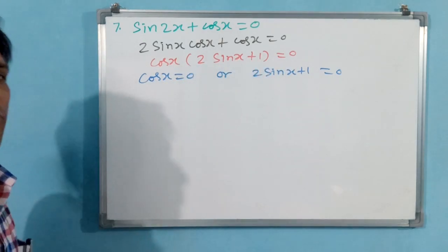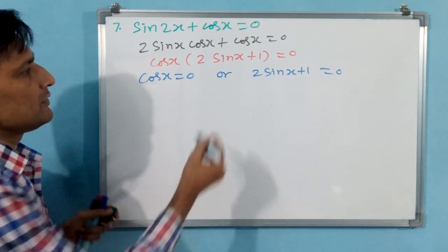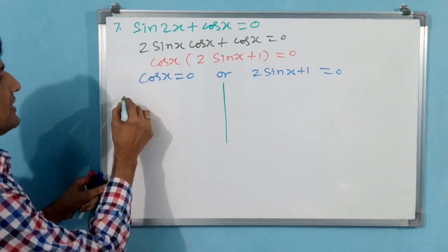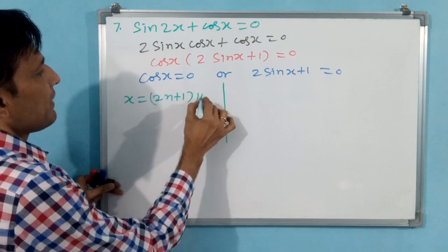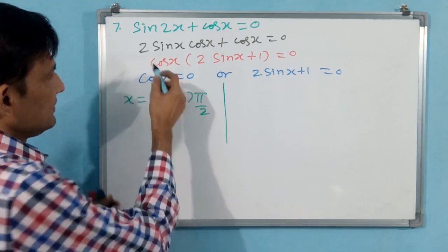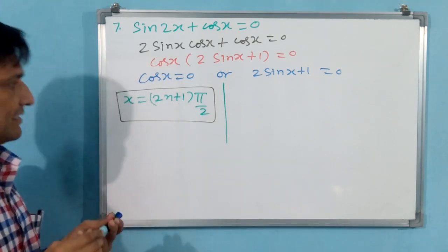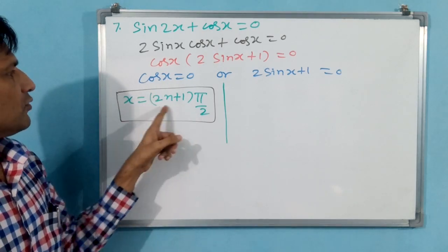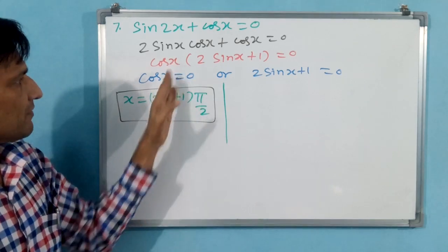Cos x is equal to 0 means x is there. Right away you write what is that value. Cos x equals 0 gives x is equal to (2n plus 1) pi by 2. This is the final answer, this side. You box it. You understand now? Why? Because x is there directly. x is equal to (2n plus 1) pi by 2. This is the final answer for this side.